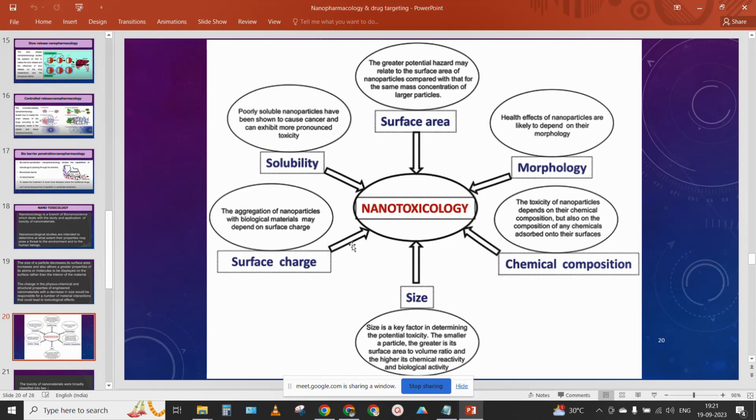Health effects of nanoparticles are likely to depend on their morphology. Then the toxicity of nanoparticles depends on their chemical composition but also on the composition of any chemicals absorbed onto their surfaces. Then the last, size. Size is the key factor in determining its potential toxicity. The smaller the particle, the greater its surface area to volume ratio, and the higher its chemical reactivity and biological activity will be.